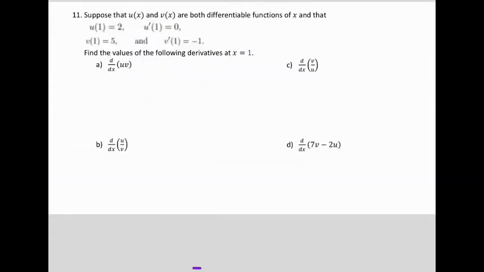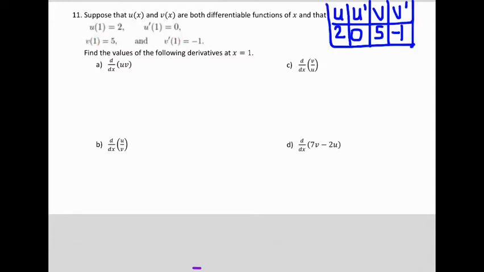All right, let's take a look at number 11. Suppose that u of x and v of x are both differentiable functions of x, and then they give us this information about u, u prime, v, and v prime, and ask us to find the value of the derivatives at x equals 1. I like to take this information, since it's all at x equals 1, and just kind of organize it into a table.